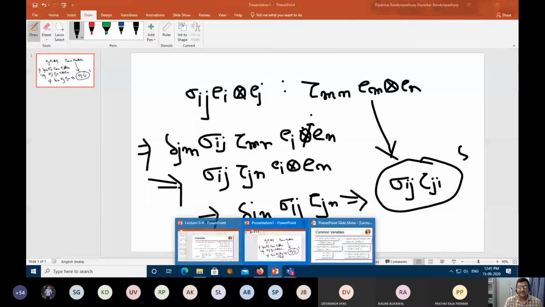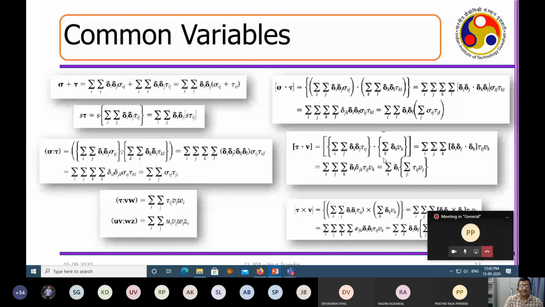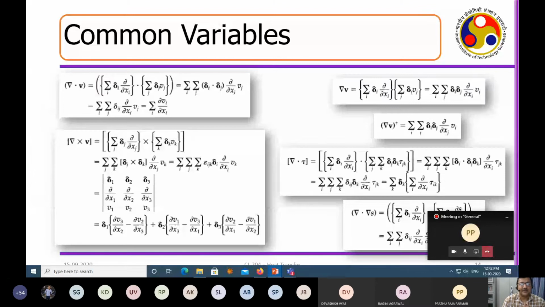This is what is given here: sigma dot tau, sigma double dot tau. Tau dot v, a tensor with a product with a vector, you end up getting a vector. Tau cross v. Different types of examples are given for you. Just practice, these are all practice problems. These are the variables that you may require in fluid mechanics, heat transfer, mass transfer, transport phenomena. If you understand all this, you are more or less through, and that is the reason we have done this background work. So what is divergence of V?